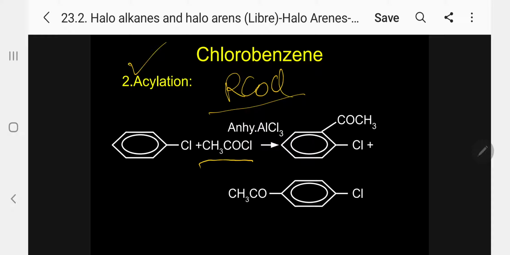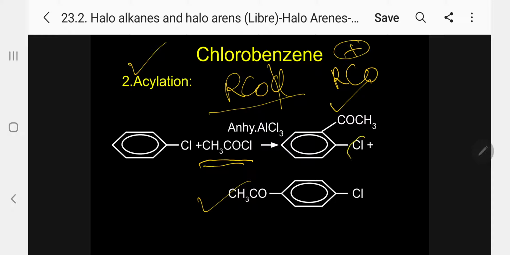In this case, this will break in the form of RCO+ as an electrophilic reagent. So, in this case, with acetyl chloride, CH3CO+ is attacking. CH3CO+ is again an ortho-para orienting group. So, going here, ortho and para. So this is the main compound, COCH3 in the main compound.